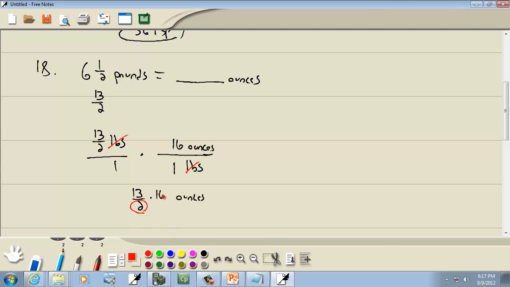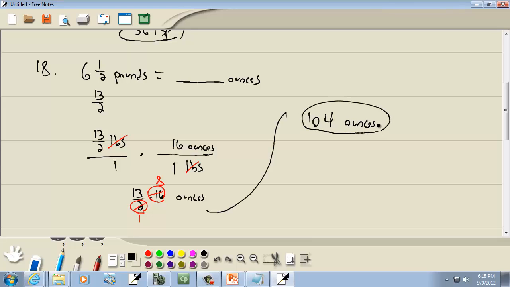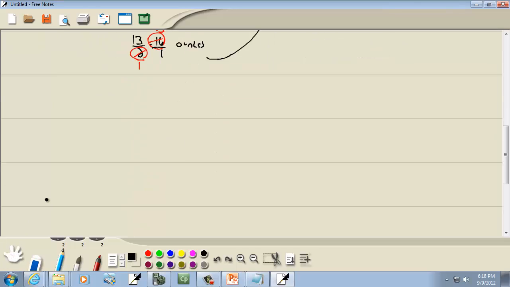2 and 16, they're both divisible by 2. 2 divided by 2 is 1. 16 divided by 2 is 8. 13 times 8 gives me 104 ounces. So that'd be your answer. Now, if you're wondering, well, how did you do that down here canceling? Remember, you can always put something over 1 to create a fraction. So again, if a number on top and a number on the bottom are both divisible by the same number, do so.